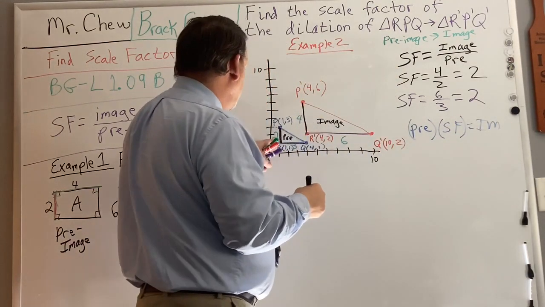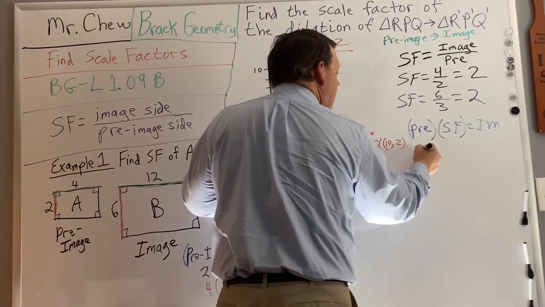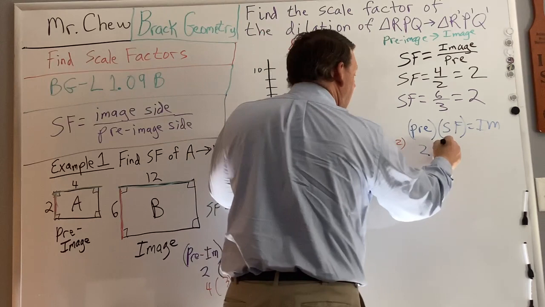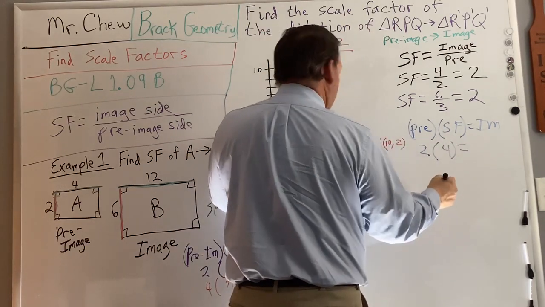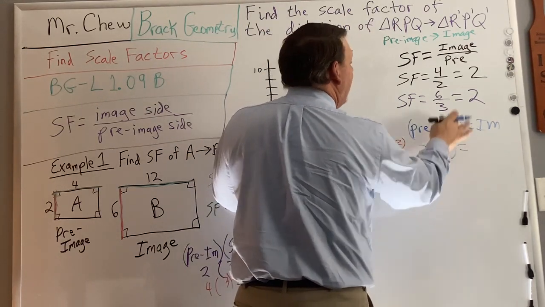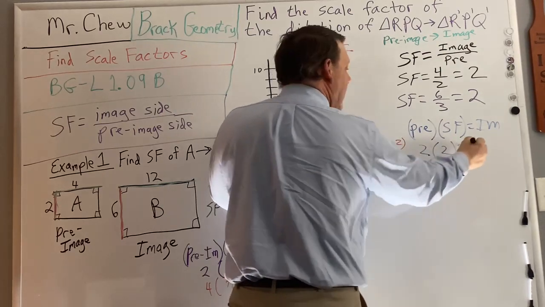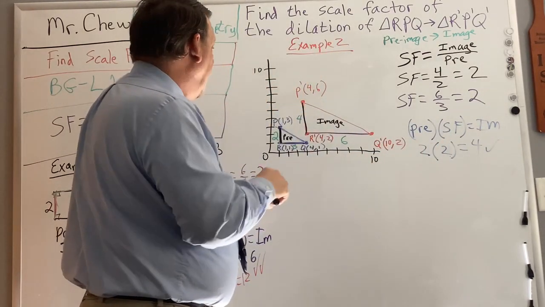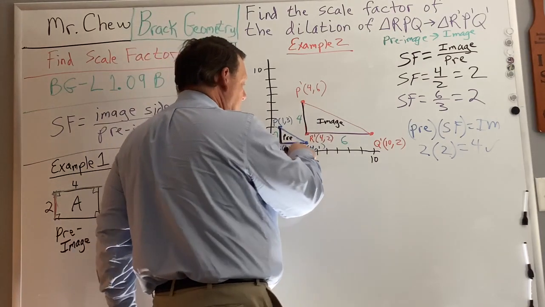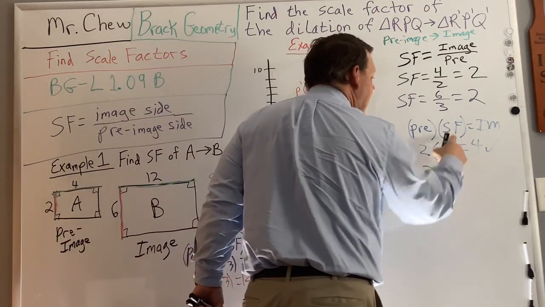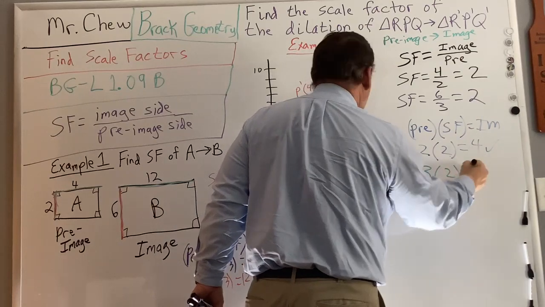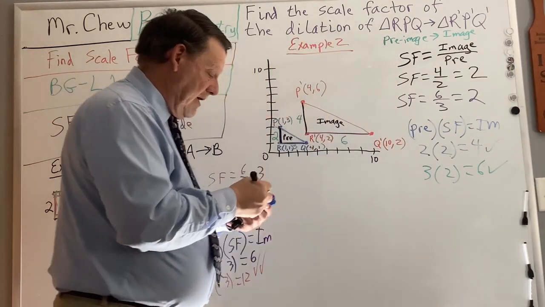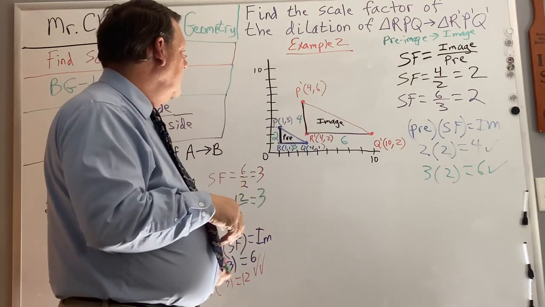Well, let's do it. Pre-image length 2 times the scale factor is 2 equals 4. Yep, that worked. Now let's try the other one. Pre-image of 3 times the scale factor of 2 equals the image of 6. So that is the way that worked out. Okay.